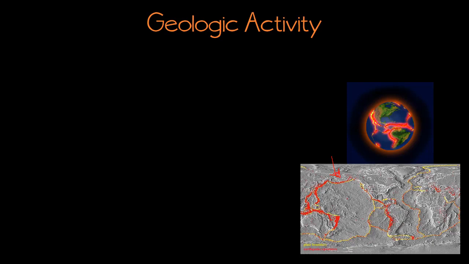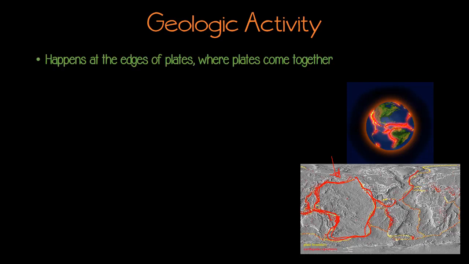And these different red and yellow lines are the edges of the different tectonic plates. This is the Pacific plate right here that we're looking at. This is the North American plate. And so these lines represent the edges where the plates are coming together. And that's actually going to be where most of the geological action happens. And that's because when those plates are moving, sometimes they bump and grind against each other.